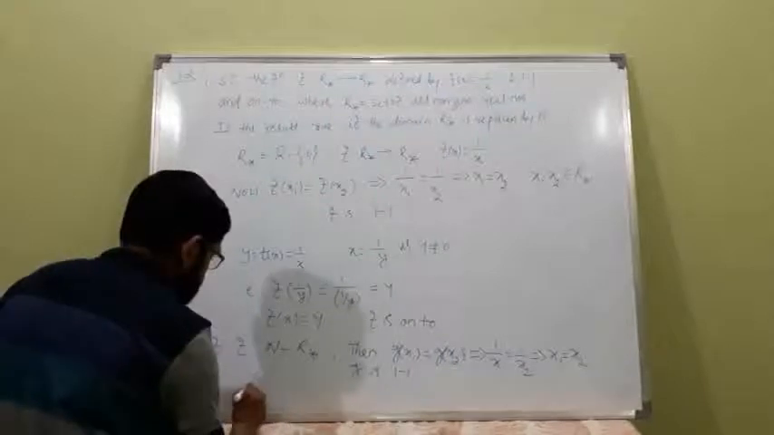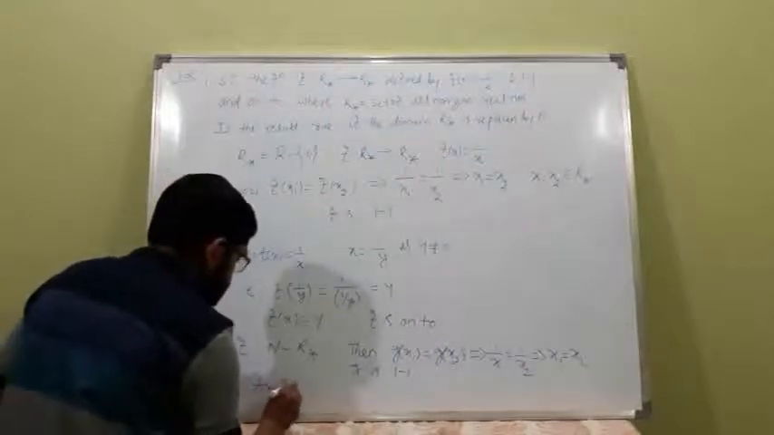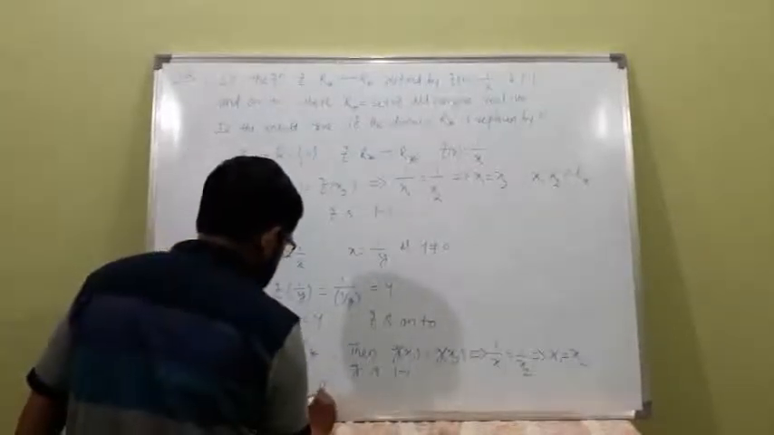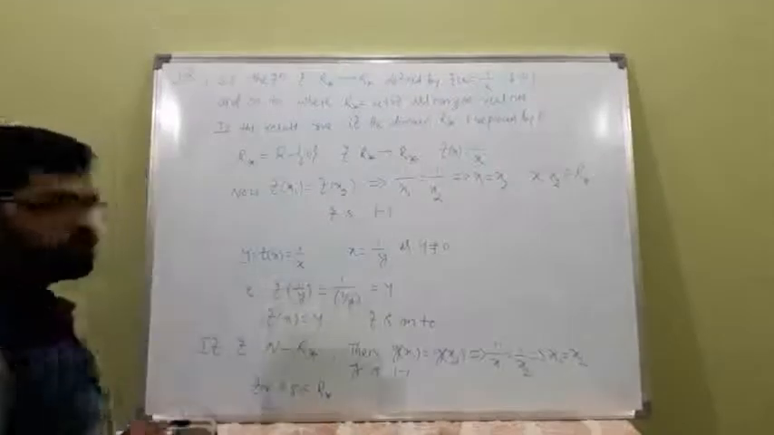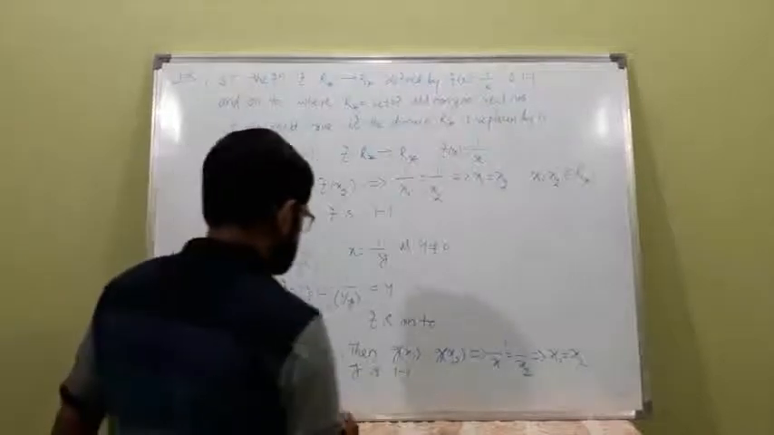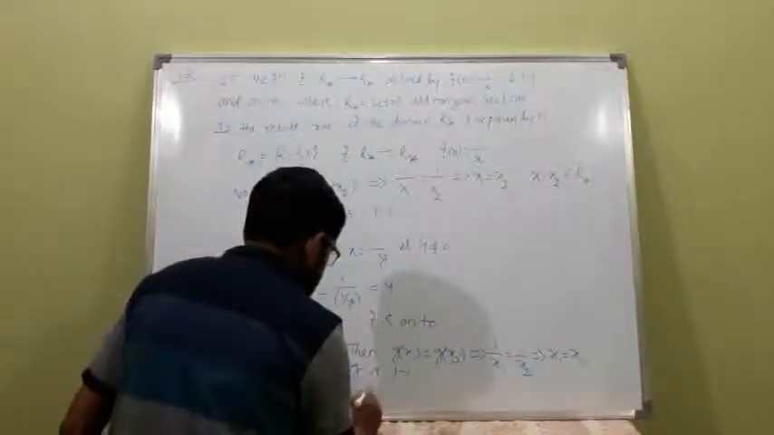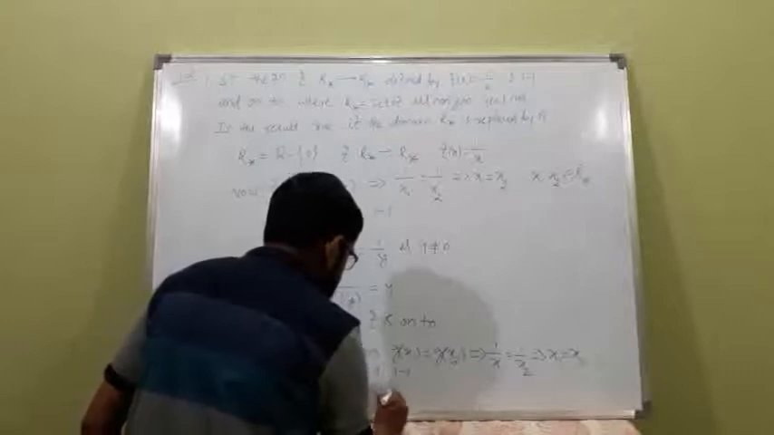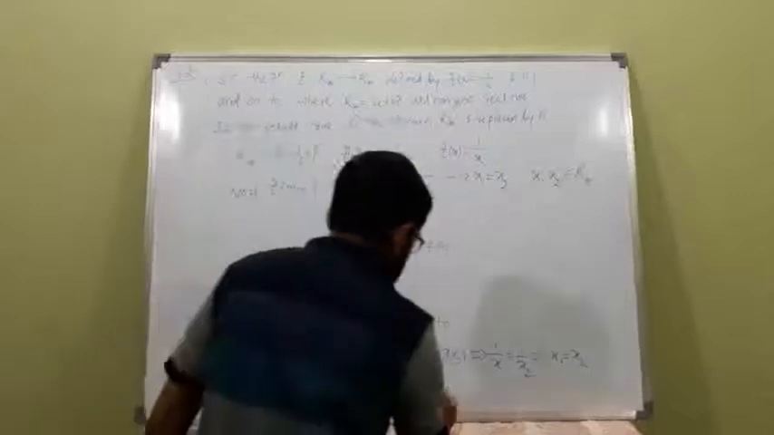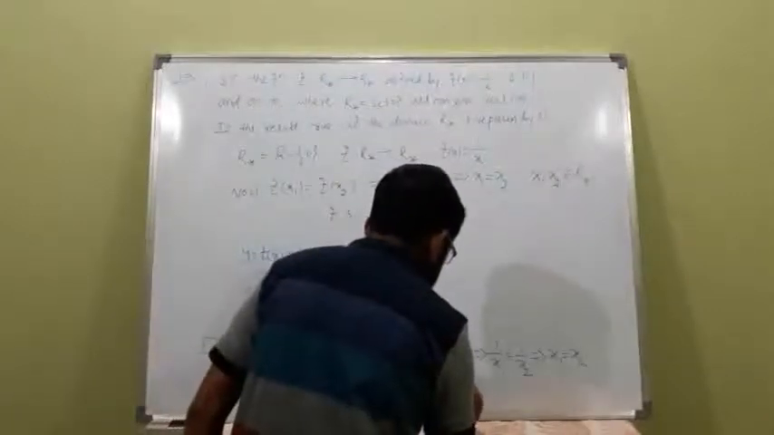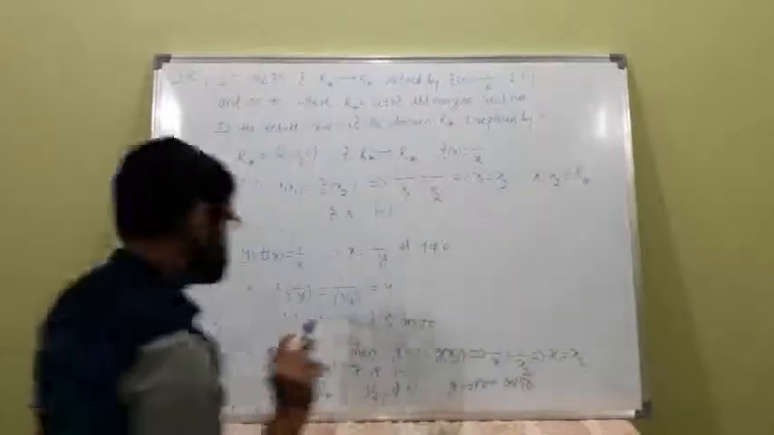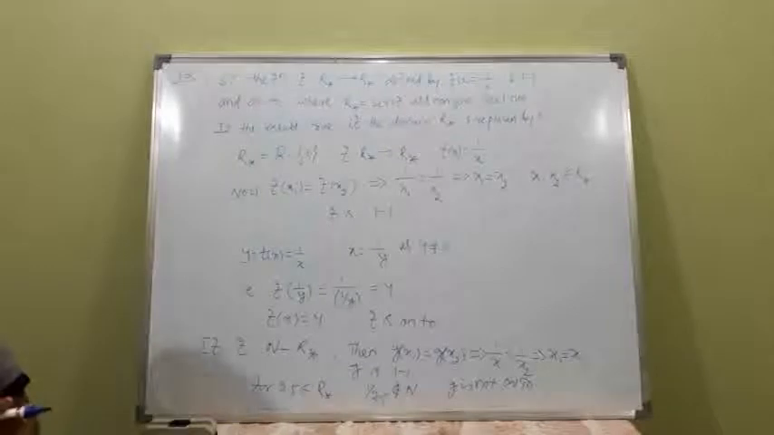For some, say 2.5 belongs to R star. Okay, there does not exist any natural number, since 1 by 2.5 does not belong to the set of natural numbers. Therefore, g is not onto. Okay.